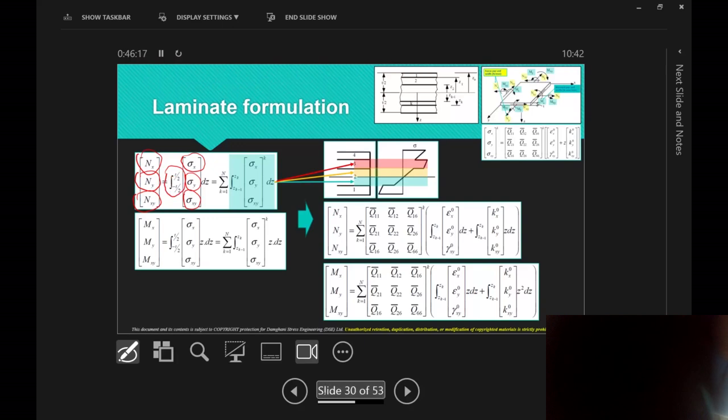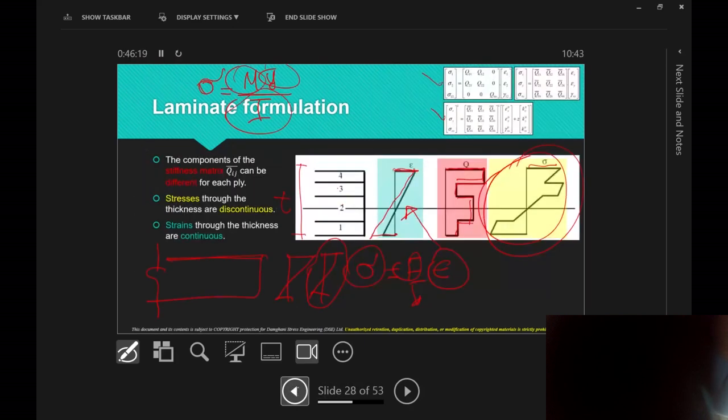So let's go back again, maybe that helps. So if I want to find, let's focus on ply 4. This is the stress distribution on ply 4. If I want to find, this is the stress, by the way. If I want to find how much force is in that ply, then how would I do it? How do I do it if I want to find force?